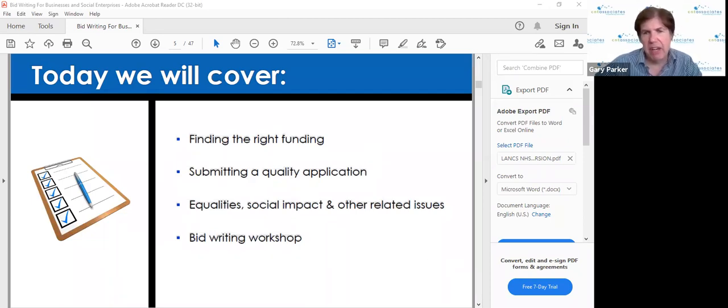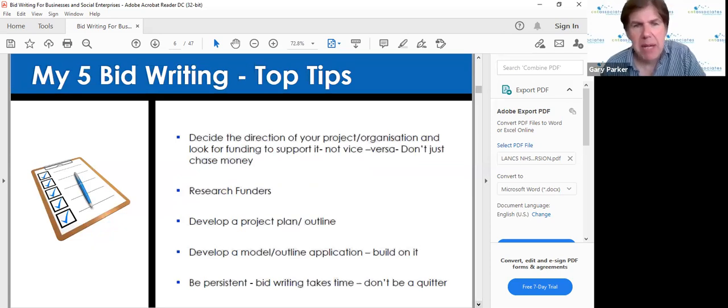And then we're going to have a very, very mini bid writing workshop. Unfortunately, you won't get a chance to do that today because it's a bit difficult using this format, but what you will get is a lot of the base information to help you. So here are my 5 top tips, and we go through some right at the end.